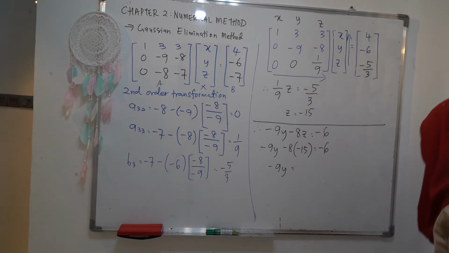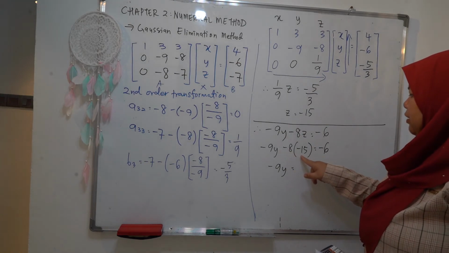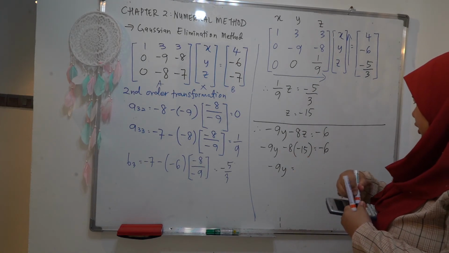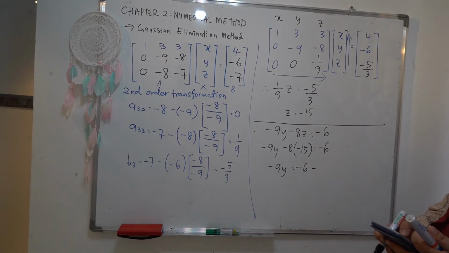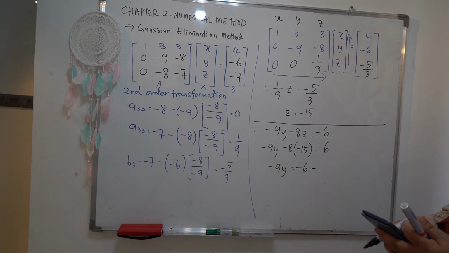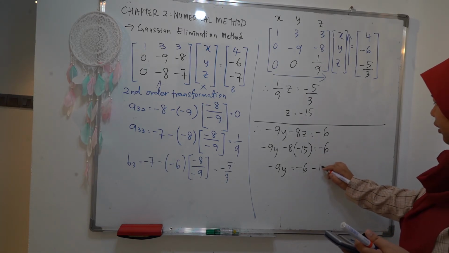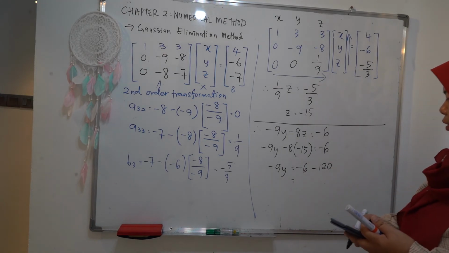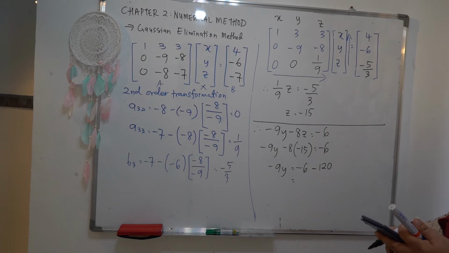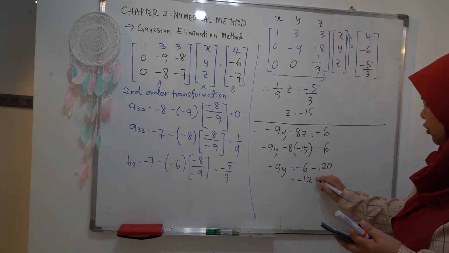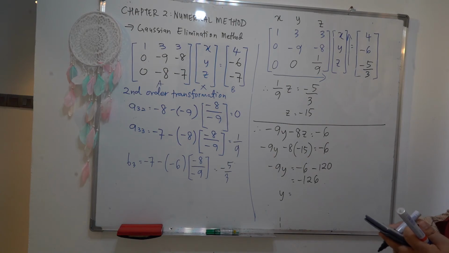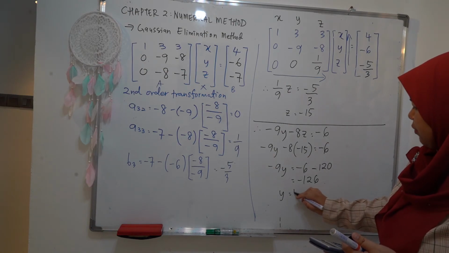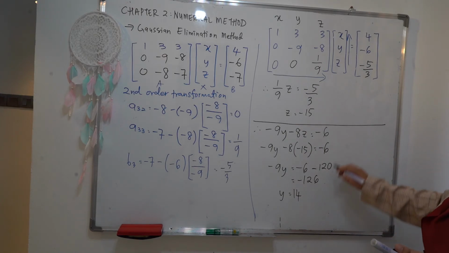I move -8 times -15, so I got 120 here. So negative 6 minus positive 120, I got negative 126. So how about y? I got positive 14 here.